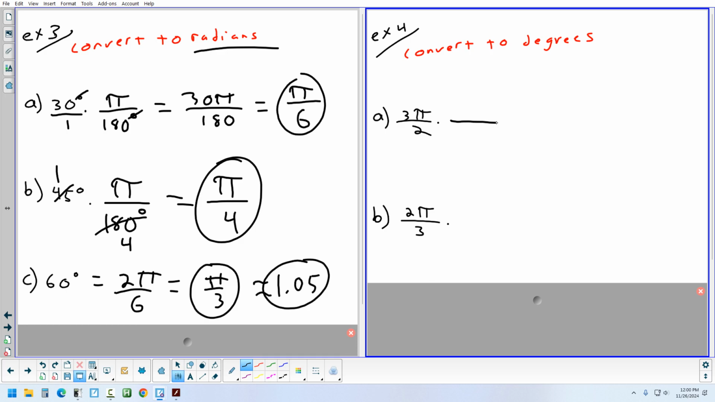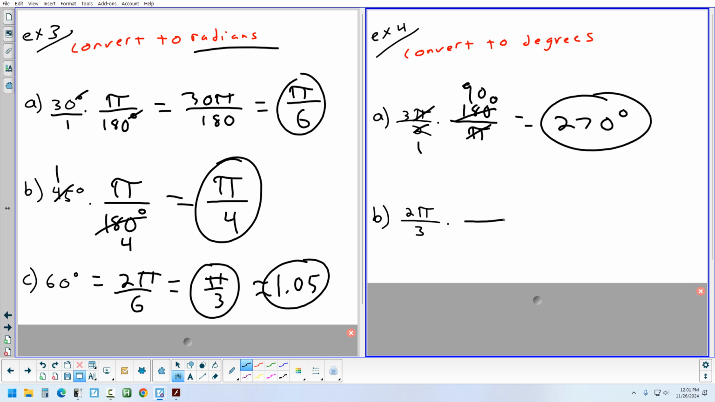What would I multiply by to get the radians to cancel out and be left with degrees now? How would we convert this? Yeah. 180 over pi. Right. Think of the word radian as next to pi. So we have radians in the top. We need to put radians in the bottom to cancel out. Pi's cancel out. And how many times does 2 go into 180? Yeah, 90. So 3 pi over 2 is 3 times 90 degrees, or 270.